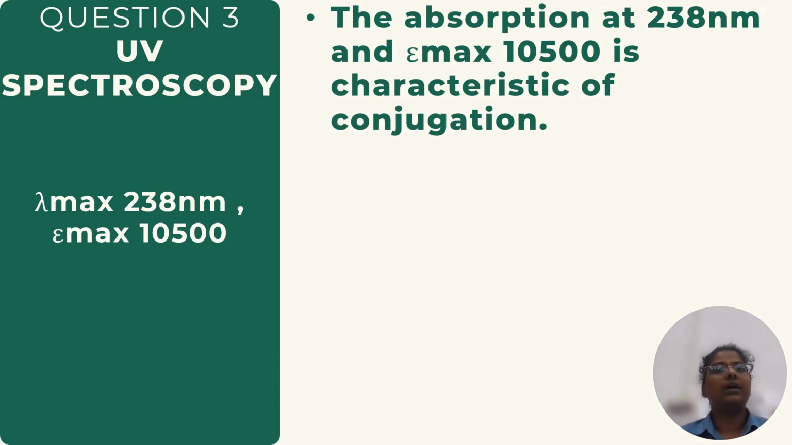For question 3, UV spectroscopy, the given wavelength is 230 nm at the absorption of 10,500. The absorption at 230 nm and the absorption of 10,500 is characteristic of conjugation, where the overlap of a p orbital with another across an adjacent sigma bond.